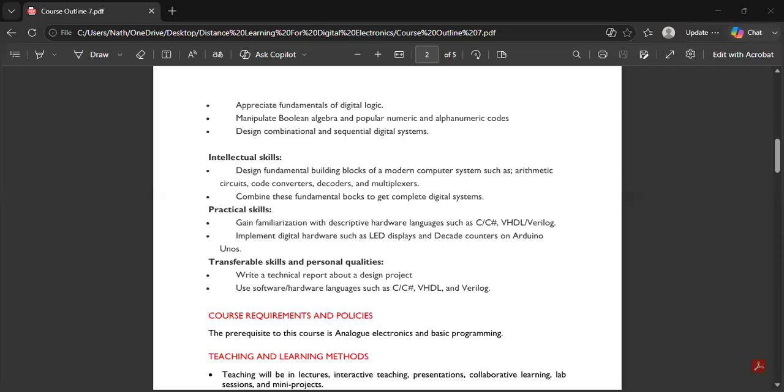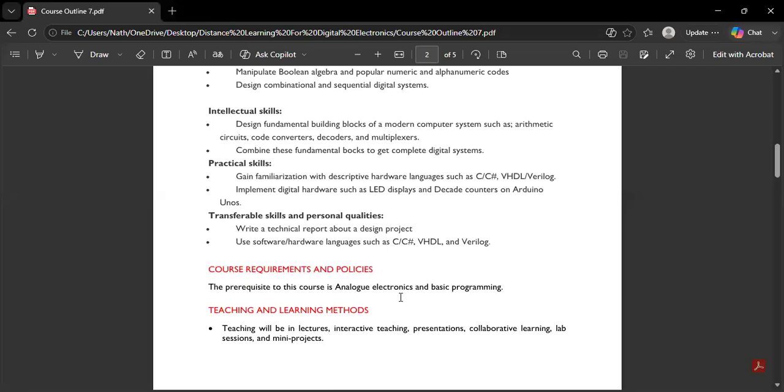Then under the transferable skills and personal skills, look at how to write a technical report. After doing your connection, or learning the practical skills, you should be able to write a technical report of whatever you are getting, the displays you are getting, right? And then you should be able to use software and hardware description languages, such as C or C++, and Verilog. They are all programming languages.